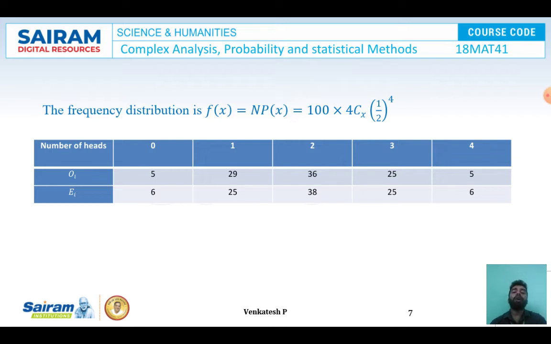So replace the data in the table again. The number of heads, observed frequency, expected frequency. At x is equal to 0, it is 5 and 6. X is equal to 1, 29 and 25. X is equal to 2, 36 and 38. X is equal to 3, 25 and 25. X is equal to 4, 5 and 6.